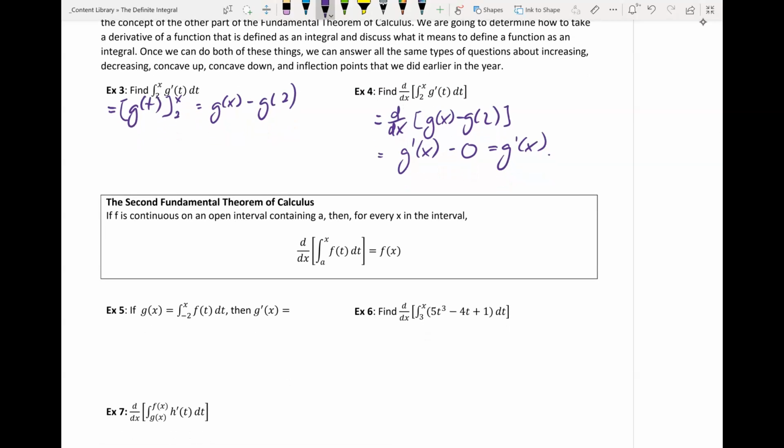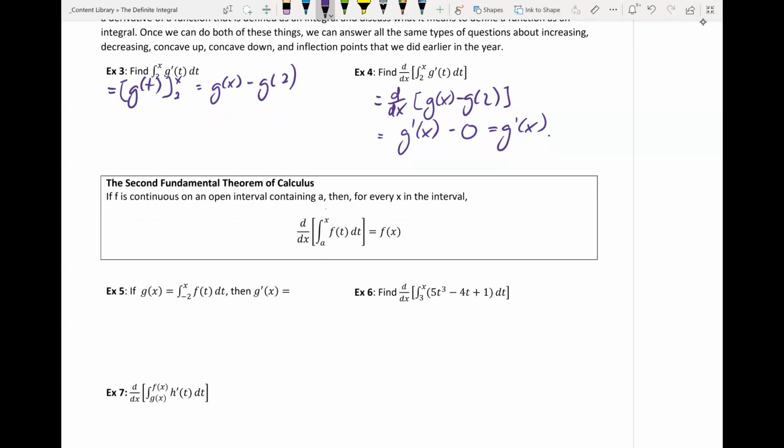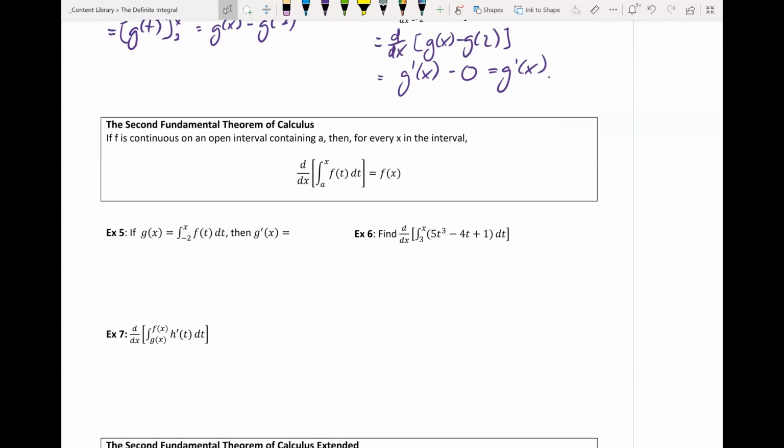So if f is continuous on an open interval containing a number, then for every x in the interval, the derivative of our integral from a to x of f of t dt is the same thing as f of x, which makes sense because we're almost canceling this part out. The derivative and taking the integral would just cancel each other out, and then we'll just be writing it in terms of x. So let's do some examples on that.